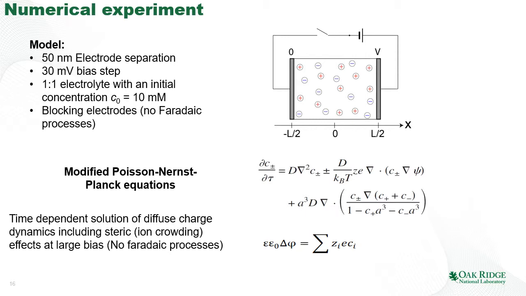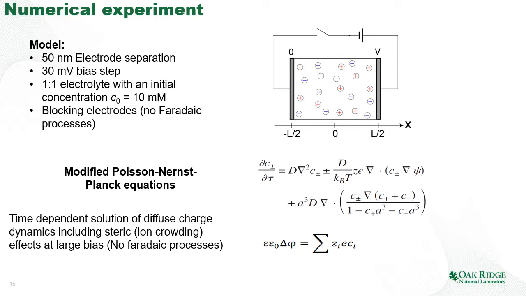So rather than talk in terms of the time constant, let's just do the direct modeling of the bias-induced ion dynamic in electrolytes. So this is the model parameter. We take two electrodes. We assume that they're separated by 50 nanometers. We apply a 30 millivolt bias step. We assume that the liquid is one-to-one electrolyte with the 10 millimolar concentration. We assume that the electrodes are blocking.